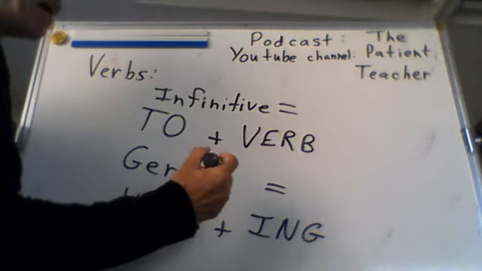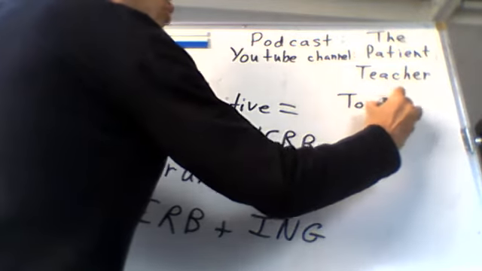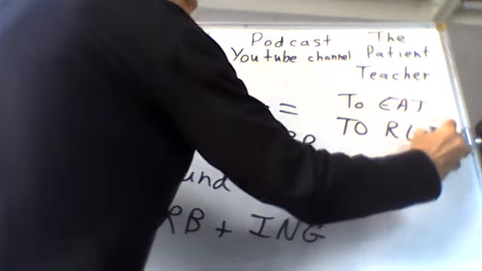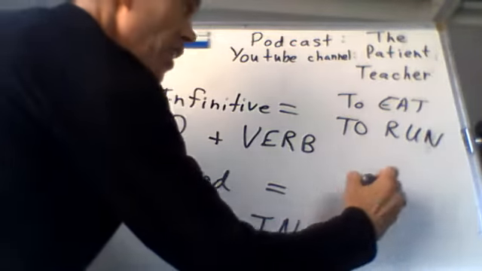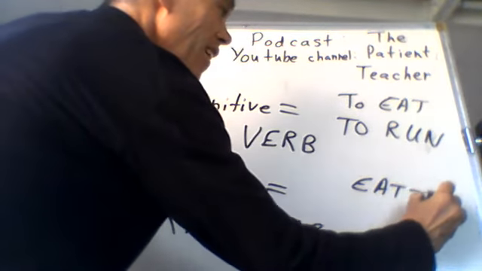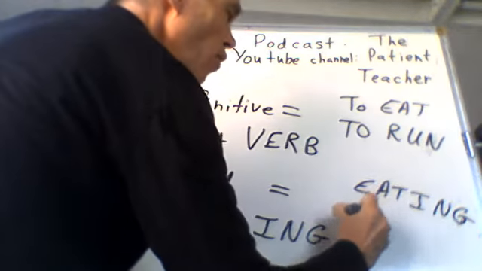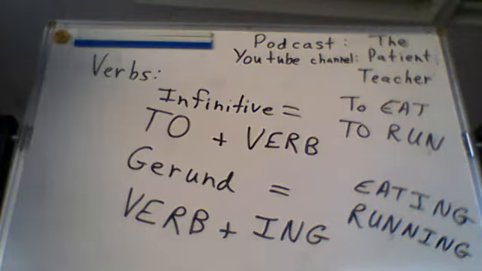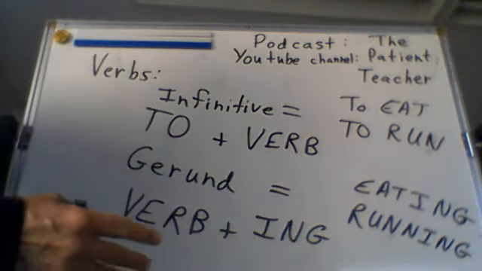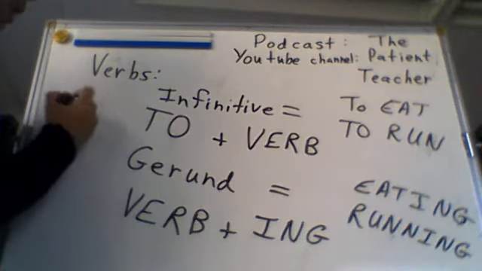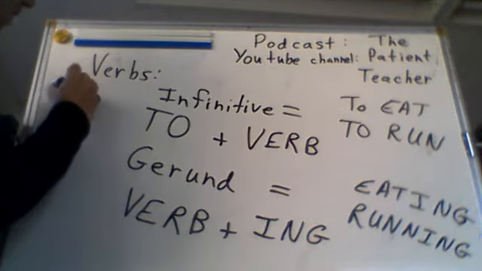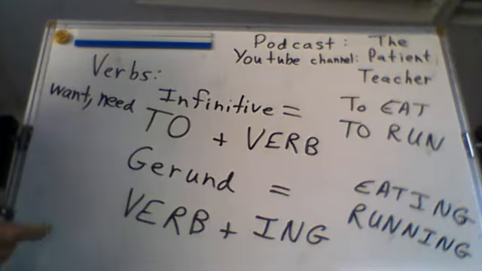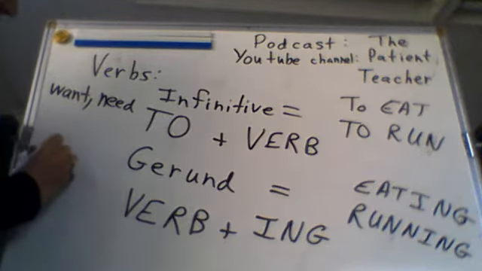Now, some examples would be to eat and to run. Okay? And down here we would have eating and running. Okay? Now, here's where it gets more difficult. I want you to remember that with the infinitive, that is used after verbs like want or need. And the gerund is used after verbs like enjoy.